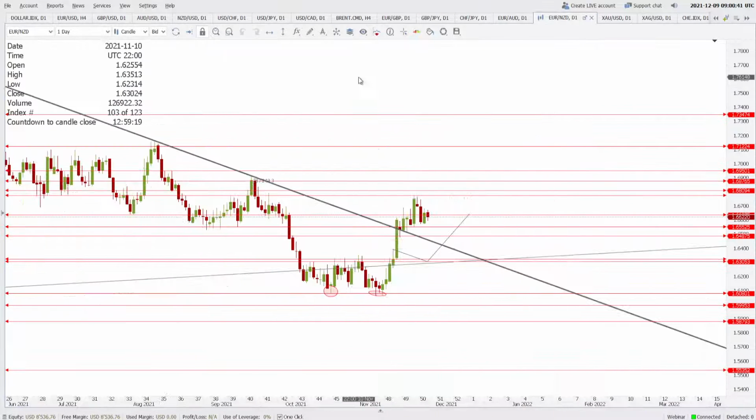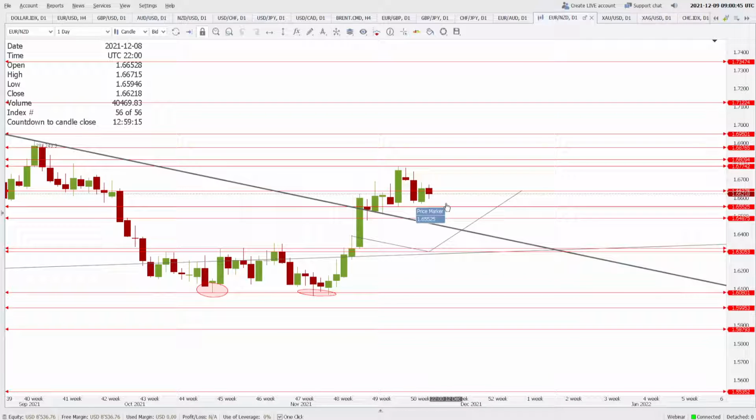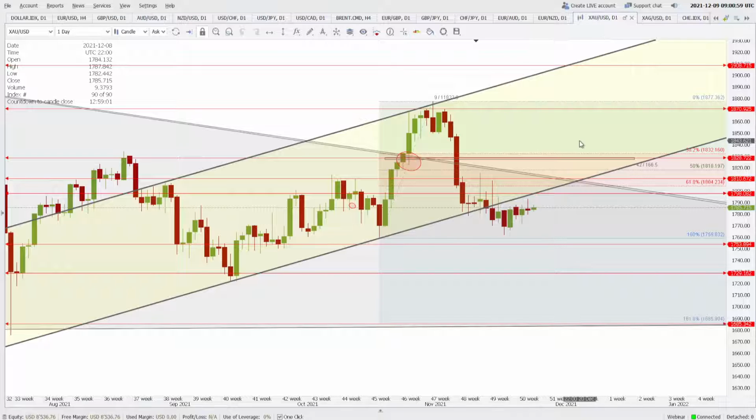Talking about the EURNZD, Euro New Zealand is also trying to give us an inside bar today. The resistance right now is 1.6637 and the support is at 1.6552. If it breaks the resistance of 1.6637, then the next resistance will be 1.6774 in this market.